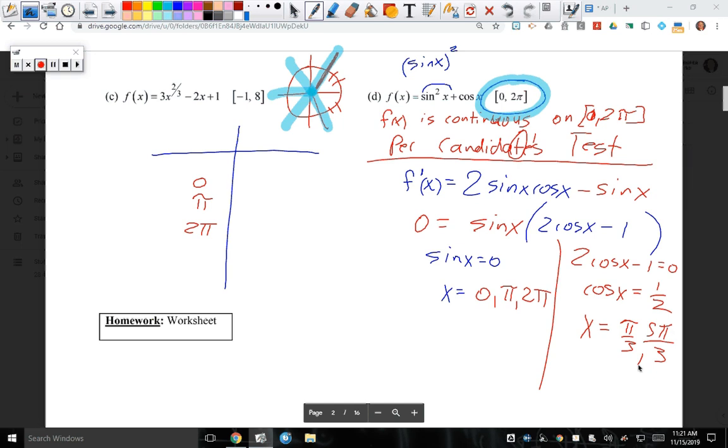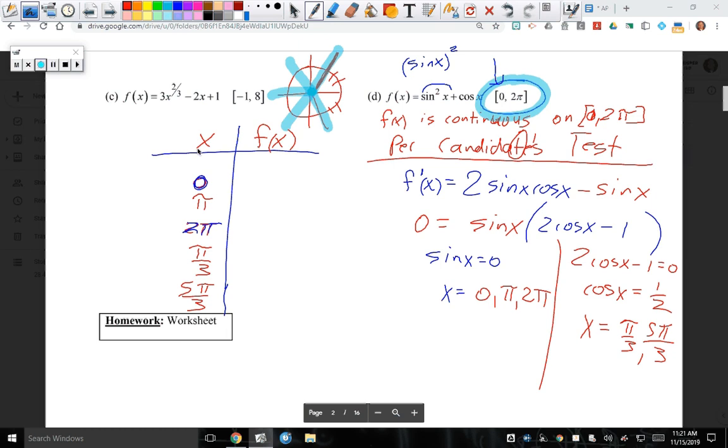So let's come over here. Pi over 3, I don't have to list them in order, and 5 pi over 3. Now the endpoints, I've got to account for the endpoints, 0 and 2 pi. You understand? Okay. Now I just have to plug them into the original position function and figure out which one's bigger, which one's smaller.